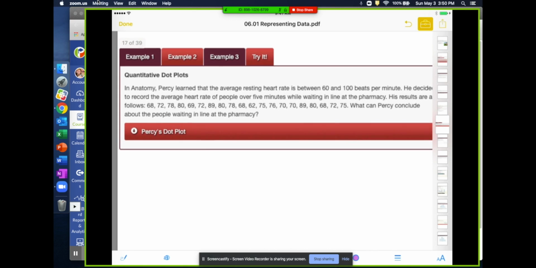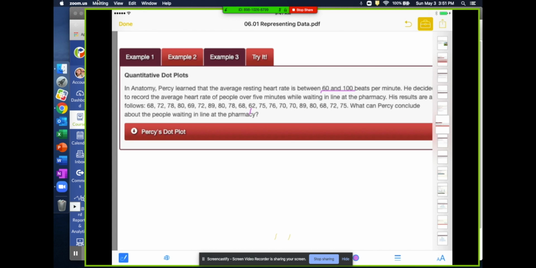All right, so example number 3, we have in anatomy, Percy learned that the average resting heart rate is between 60 and 100 beats per minute. He decides to record the average heart rate of people over 5 minutes while waiting in line at the pharmacy. His results are as follows. So we have a long list of numbers here. What can Percy conclude about the people waiting in line at the pharmacy? In my opinion, it's kind of hard to come to any kind of conclusion when the numbers are all over the place like this.